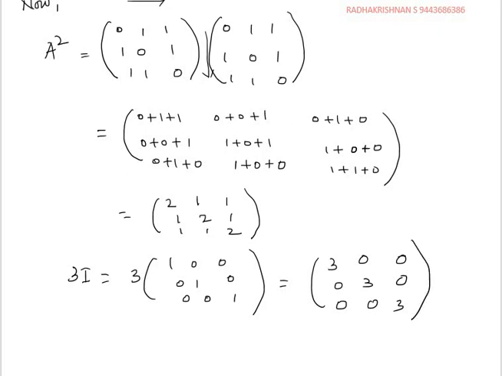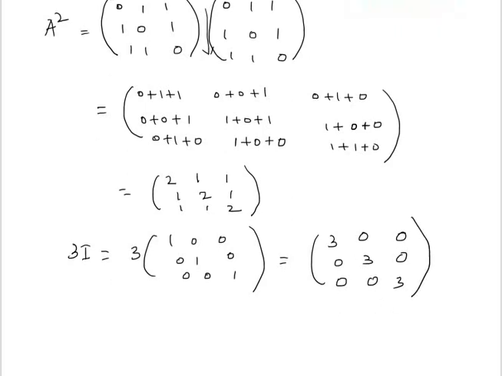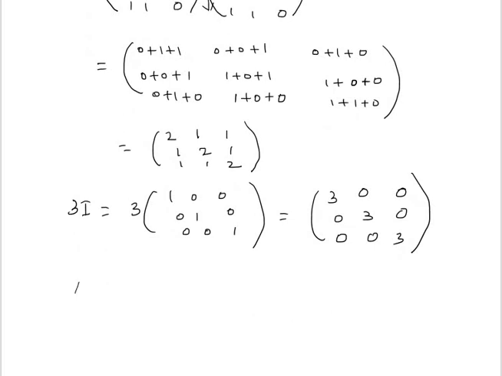Therefore, this is 3I. Now, A square minus 3I we have to find. See, what is A square minus 3I? Shall we subtract directly? 2 minus 3, that is minus 1. See, this is A square we have here, 3I we have here. Directly I am going to subtract. No need of wasting time. Understood? 1 minus 0, that is 1. 1 minus 0, that is 1. 1 minus 0, that is 1. 2 minus 3, minus 1. Next is 1. Next is 1, 1, 2 minus 3, that is minus 1.